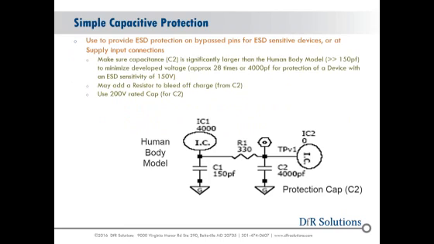So if we look at a simple capacitive protection scheme that's shown here, you want to make sure that the capacitance in this circuit, C2, is significantly larger than the human body model capacitance of 150 picofarads to minimize developed voltage. You can also add a resistor if you want to bleed off the charge from C2, and then use a 200 volt rated cap. And this would be a simple circuit to help.